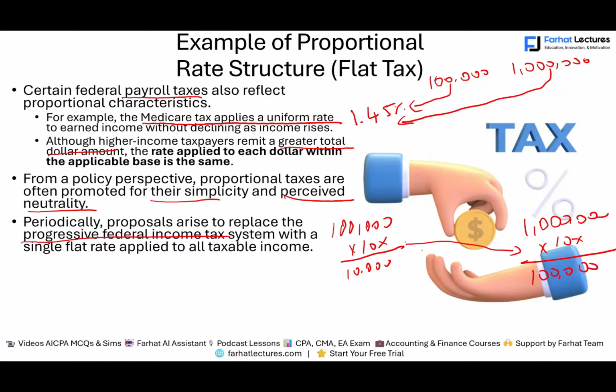Percentage-wise, they're paying the same. But think about a couple, a family making $100,000. The $10,000 is a lot of their income. Although it's the same percentage, it's going to eat up a lot of their ability to live, versus someone who's making $1 million.